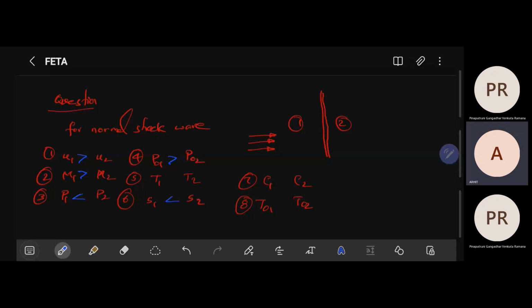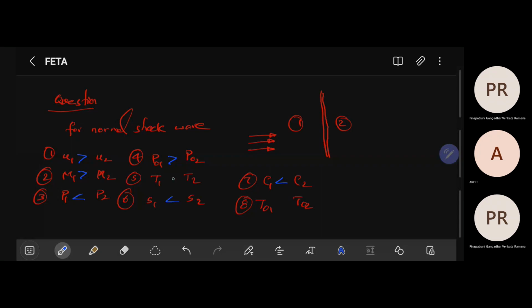Yes, I recall rho 1, rho 2, density. The density increases across the shock wave. Static pressure also increases across the shock wave. Static temperature also, sir. Static pressure, static temperature, and gas density increase instantaneously across a shock wave.